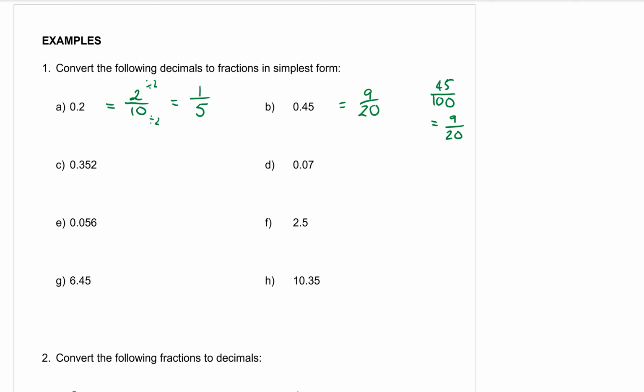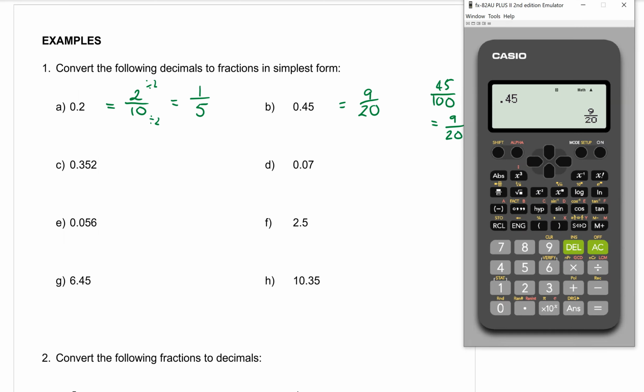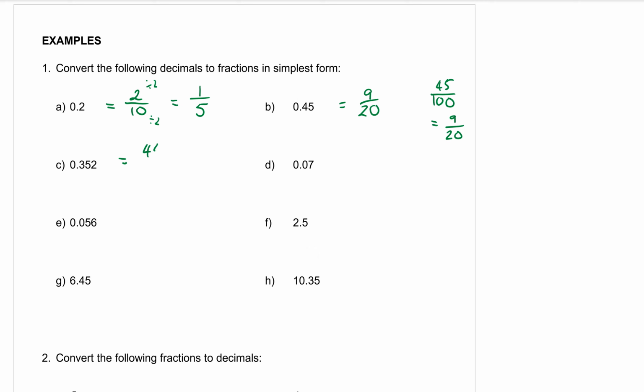Let's do C, or have you already done C, some of you? Type in that decimal, press the equals, and press that SD button. Ferris, in a minute. So 44 over 125. Let's keep going.